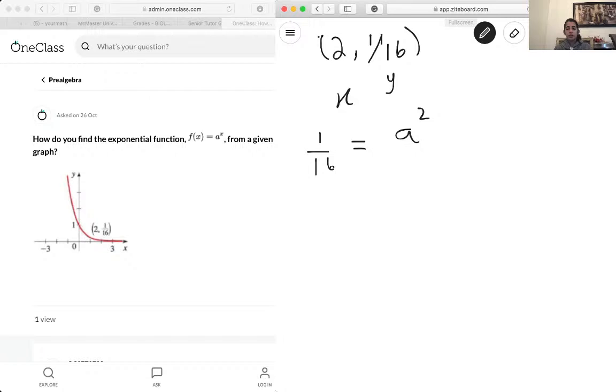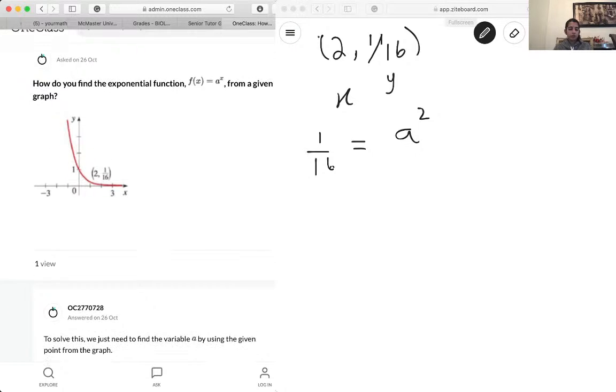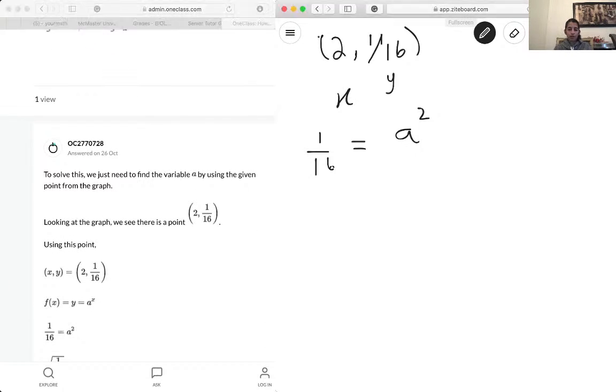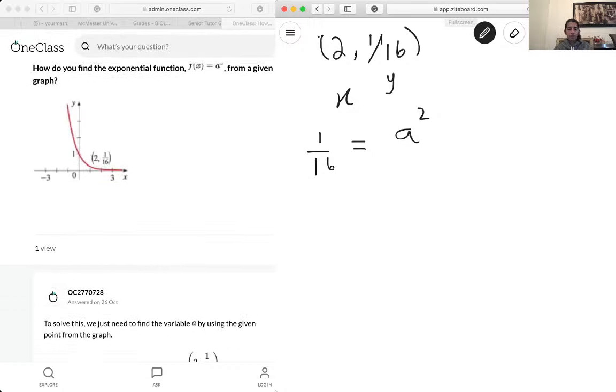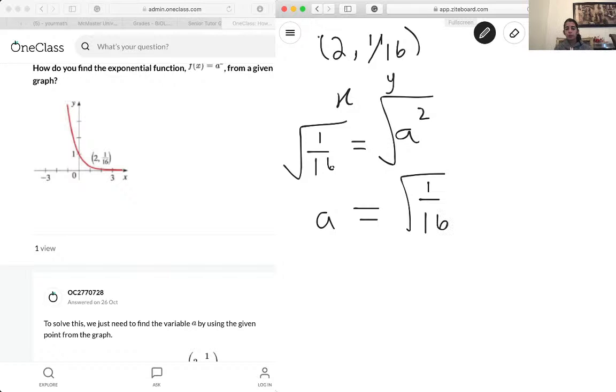To get rid of this square, we can take the square root of each side. So a is equal to the square root of 1 over 16. The square root of 1 over 16 can also be written as the square root of 1 over the square root of 16, which simplifies to: the square root of 1 is 1 and the square root of 16 is 4. So now we know that our a value is equal to 1 over 4.